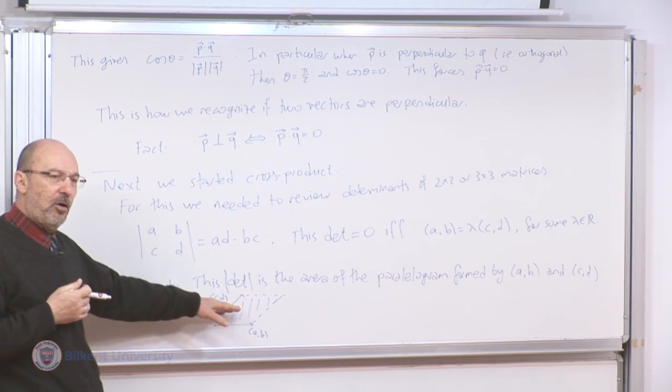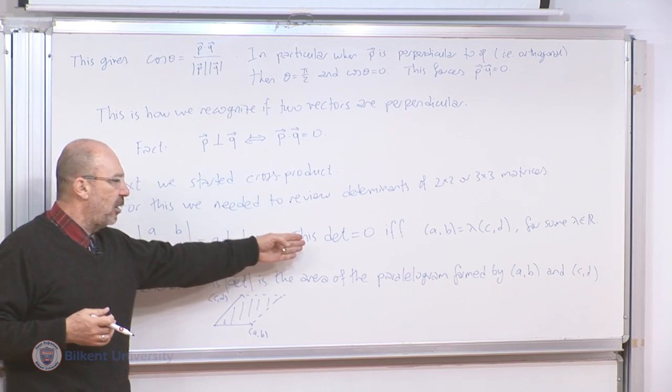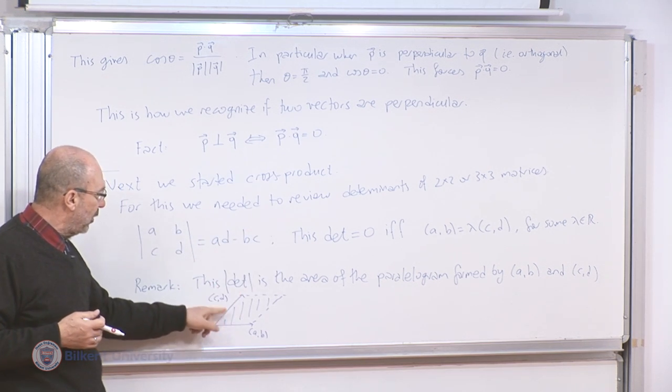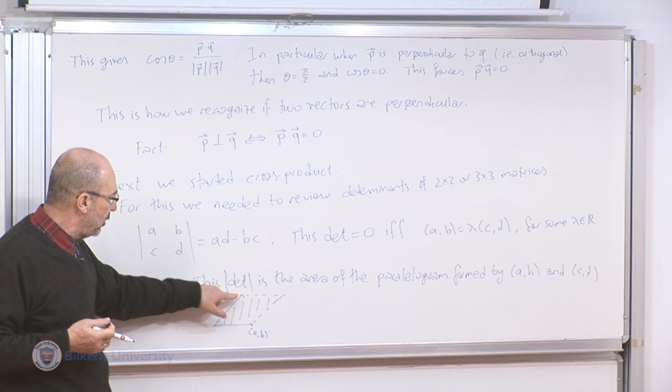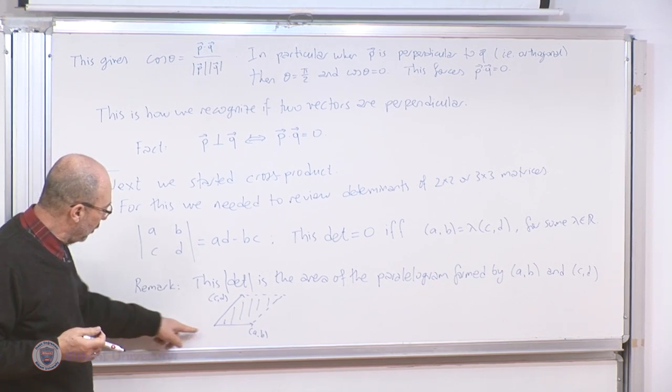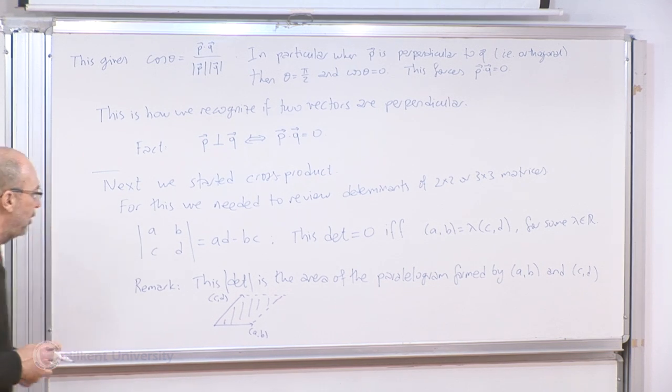Now, if we know that we are getting the area here, then this is not magic. If one of them is a multiple of the other, then they are all pointing in the same direction. There is no area here. So this vector and this vector don't give you any area, so you expect to get 0. Now what about 3 by 3 matrices?